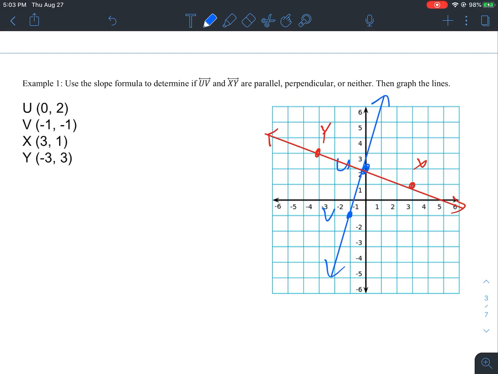Just looking at them, do they look parallel? Definitely not. They should not be parallel. Are they perpendicular? They might be. We don't know yet, but they might be perpendicular or they might be neither. So let's find the slopes and see. Let's do the slope of UV first. That's what m subscript UV means, slope of UV. So y minus y over x minus x. That's 3 over 1, which is just 3.